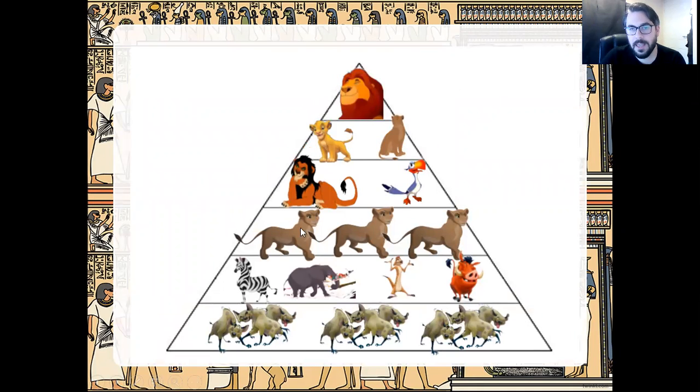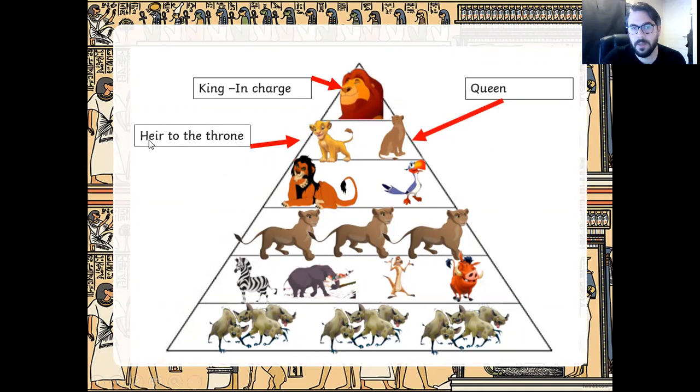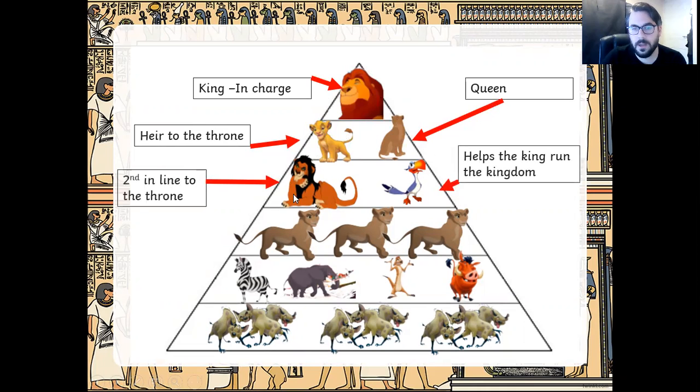Now, we've got the same film, but this is just a pictorial example, so we can see those characters again. We've got the king. This king is in charge. This is the person that makes all the decisions that affect all the way down. Next, again, we've got Simba, the heir to the throne, and Sarabi, the queen, very closely linked to that king. Underneath, we've got Scar. I know there's a few in my class that are very fond of Scar, second in line to the throne, so he can only get to be the king if Simba's no longer there. Then Zazu helps the king run the kingdom. There we have our lionesses.